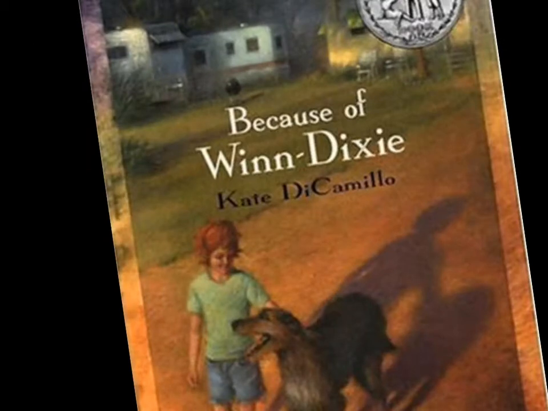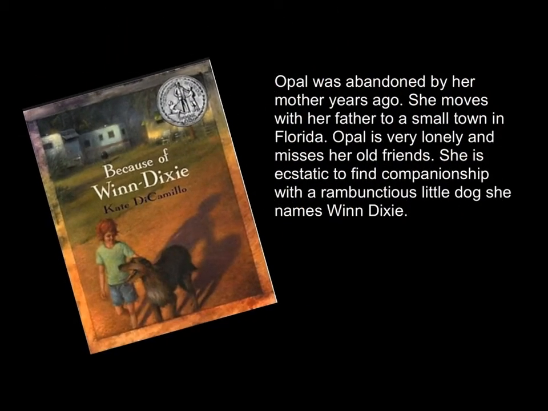When writing story blurbs, we take parts of the story to create a little summary. Let's look at Because of Winn-Dixie. This is my summary. Opal was abandoned by her mother years ago. She moves with her father to a small town in Florida. Opal is very lonely and misses her old friends. She is ecstatic to find companionship with a rambunctious little dog she names Winn-Dixie.